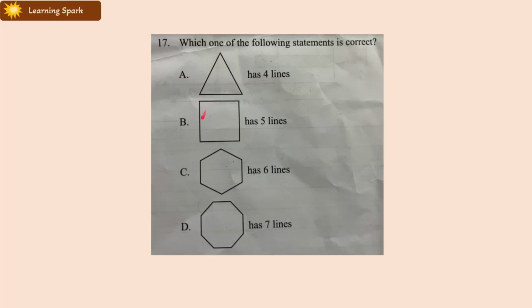B says a square, 1 2 3 4 lines, but it says it has 5 lines, so this is false. C says 1 2 3 4 5 6. This is a hexagon, and it says that it has 6 lines, which is a correct statement, right? So C is the correct option here.